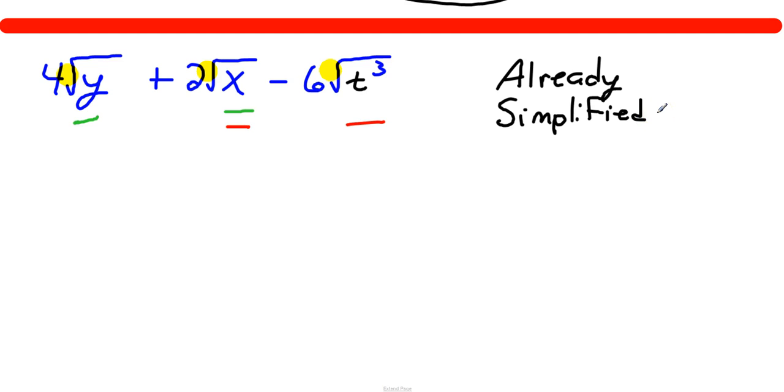Now, test-wise, I'm not going to give you one like that because, to me, it's like a trick question. If I'm going to give you something on there and ask you to simplify it, I'm going to ask you to break it down. So I'm not going to give you a trick question where there's nothing you can do with it.